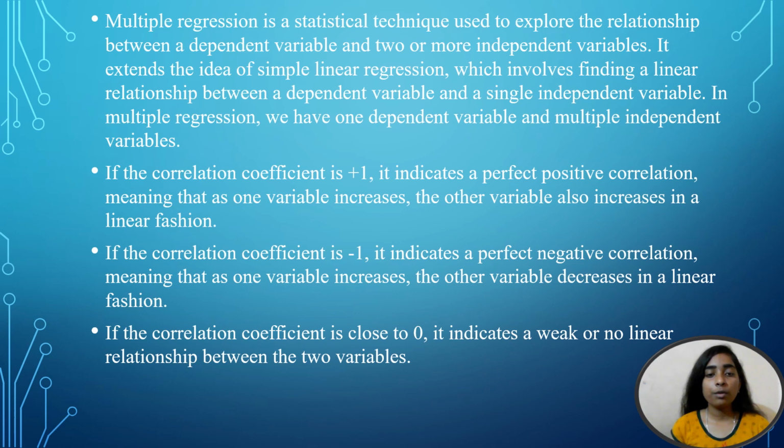If the correlation coefficient is +1, it indicates a perfect positive correlation, meaning that as one variable increases, the other variable also increases in a linear fashion. If the correlation coefficient is -1, it indicates a perfect negative correlation, meaning that as one variable increases, the other variable decreases in a linear fashion. If the correlation coefficient is close to 0, it indicates a weak or no relationship between the two variables.